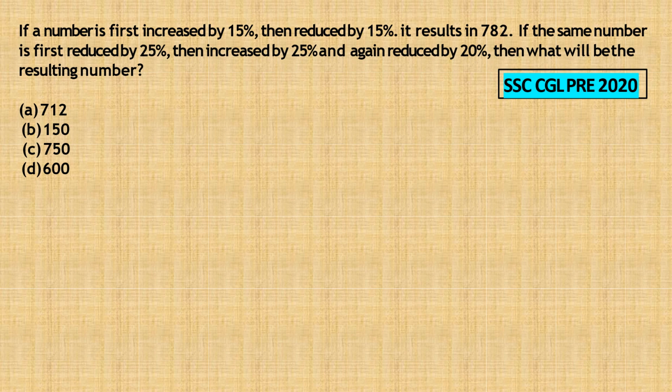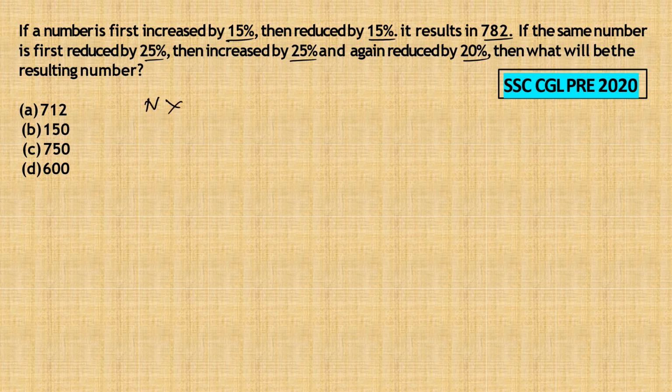If a first number is increased by 15% and then reduced by 15%, it results in 782. If the same number is first reduced by 25% and then increased by 25% and again reduced by 20%, what will be the resulting number?